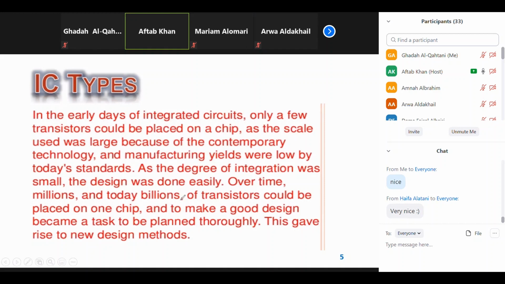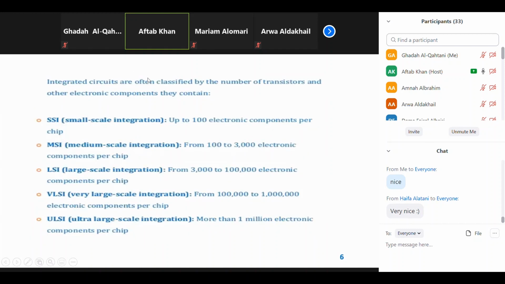So over that time, from millions to today's billions of transistors could be placed on a chip, and to make a good design became a task needing thorough planning. This gave rise to new design methods, basically, right? So this is the starting, as I said. It started with SSI, small scale integration. So designers were able to design up to 100 electronic components, maybe diodes, transistors, and other electronic components per chip. Then with time, MSI came.